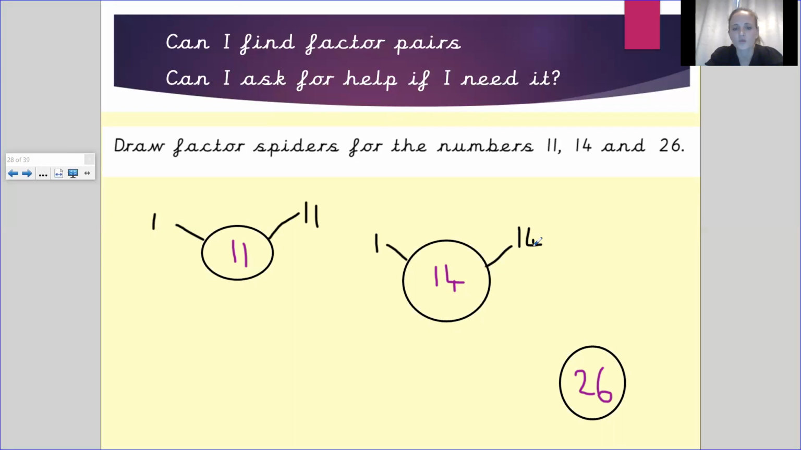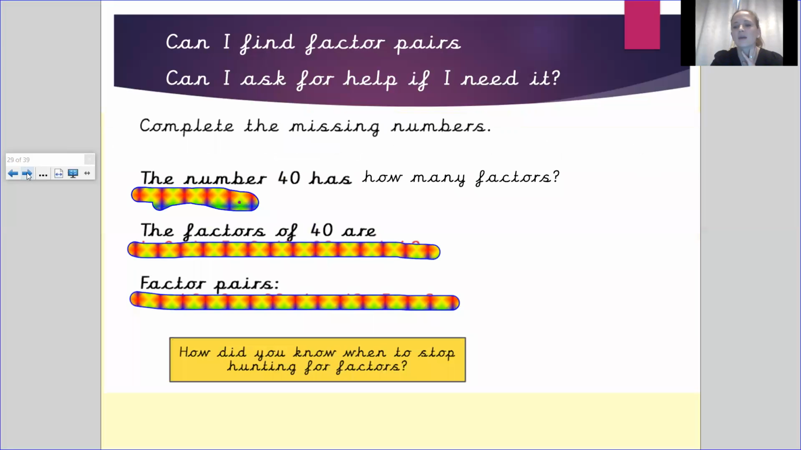Could we go 2? Could we go 3? Could we go 4? Let's see how many factors you come up with. But my suggestion would be that you start with 1 times that number, and that will be factors of the number that you are given. So pause the video now and complete these 3 factor spiders. Once you have done that, we will move on to the next one of looking at completing the missing numbers.